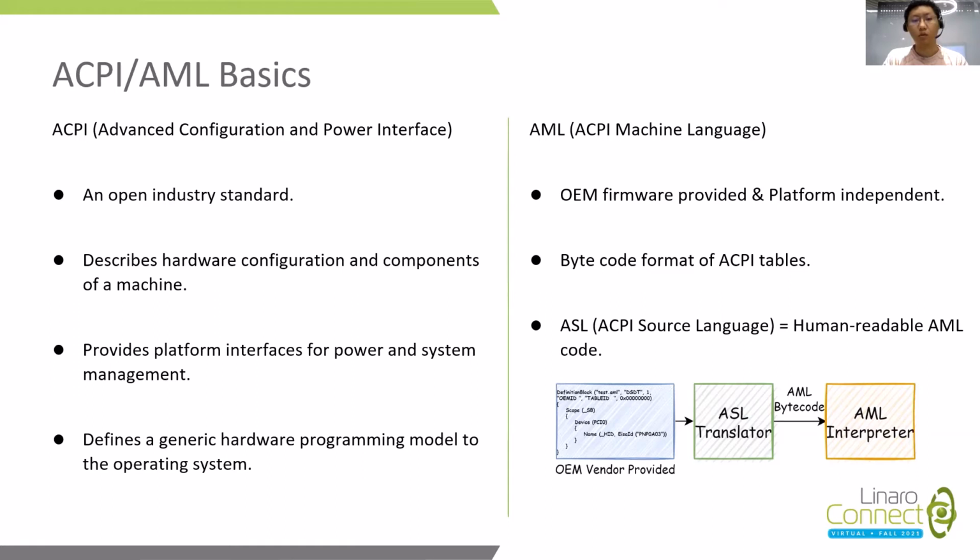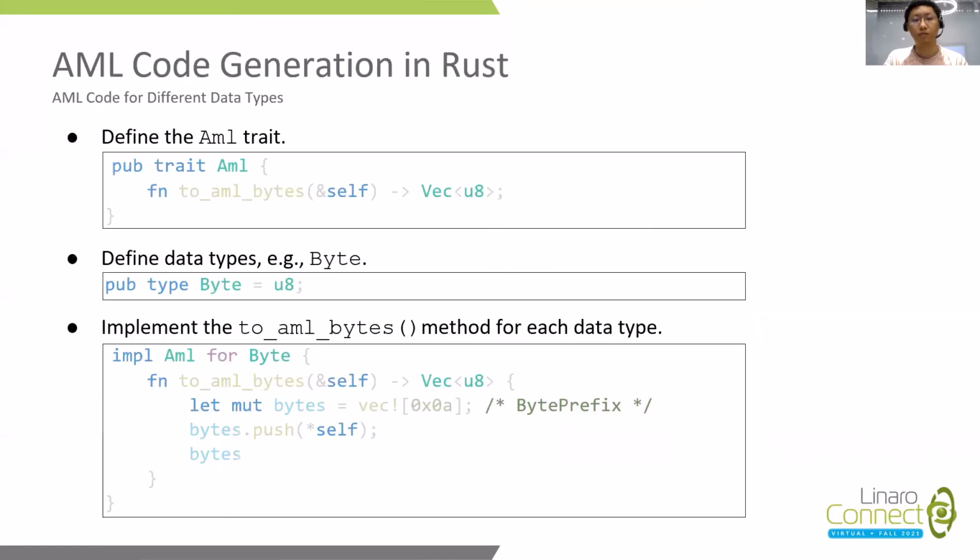For developers, we are more familiar with the ASL, which is short for the ACPI source language. Normally, an OEM or platform firmware vendor needs to write ASL and be able to single-step ASL for debugging. Then they use the ASL translator to generate AML for the AML interpreter. The AML will eventually be consumed by the OS.